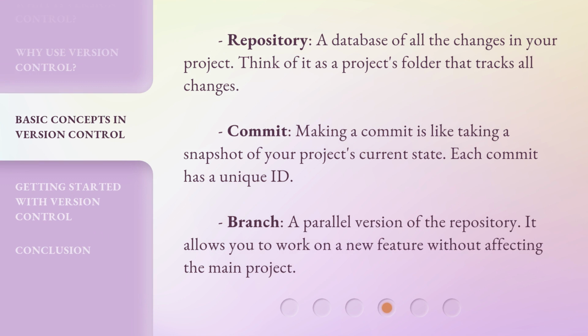Repository, a database of all the changes in your project. Think of it as a project's folder that tracks all changes. Commit. Making a commit is like taking a snapshot of your project's current state. Each commit has a unique ID. Branch, a parallel version of the repository. It allows you to work on a new feature without affecting the main project.